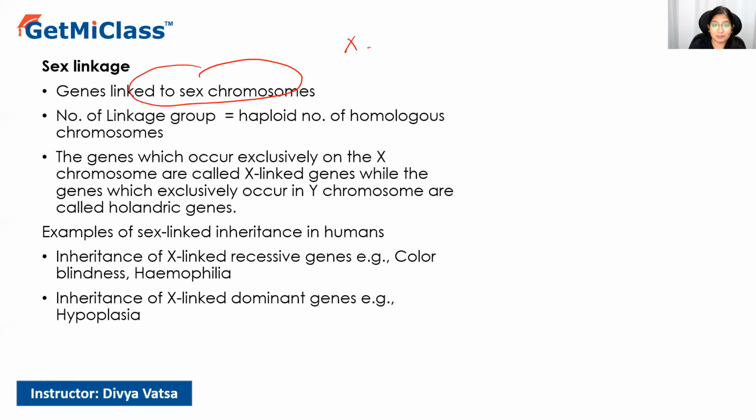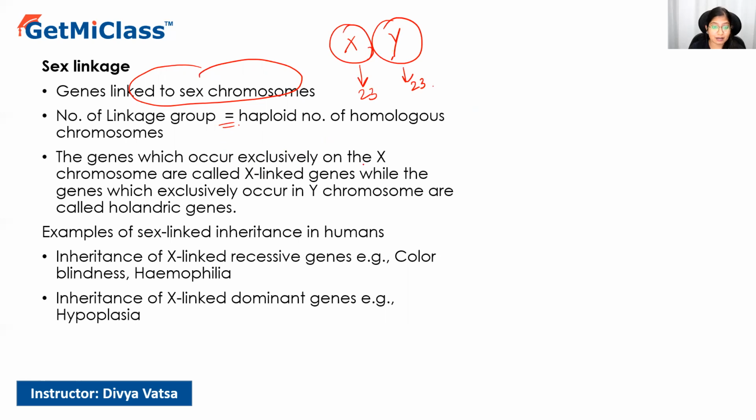What are the sex chromosomes? X and Y. And how can we calculate the linkage group? The number of linkage groups is equal to the haploid number of those homologous chromosomes. If you talk about X or Y, what will be the haploid number of homologous chromosomes in this case? 23. So the linkage group that we see will be 23.